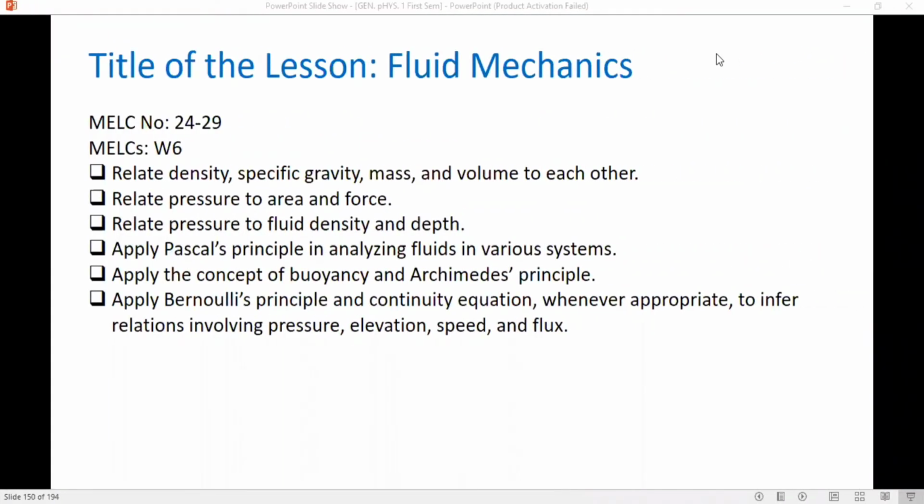We are done with relating the density, specific gravity, mass, and volume to each other with our discussion about fluid mechanics. At this point, we will discuss the relationship of pressure to area and force, and the relationship of pressure to fluid density and depth.